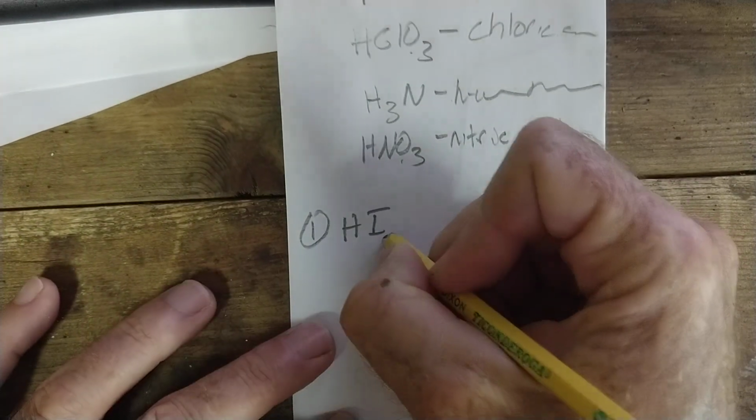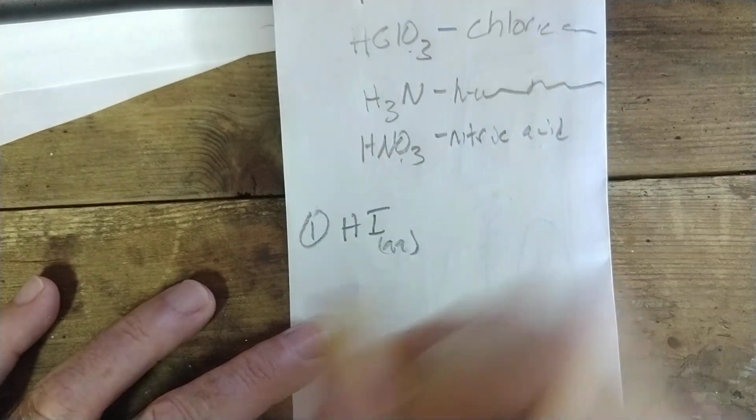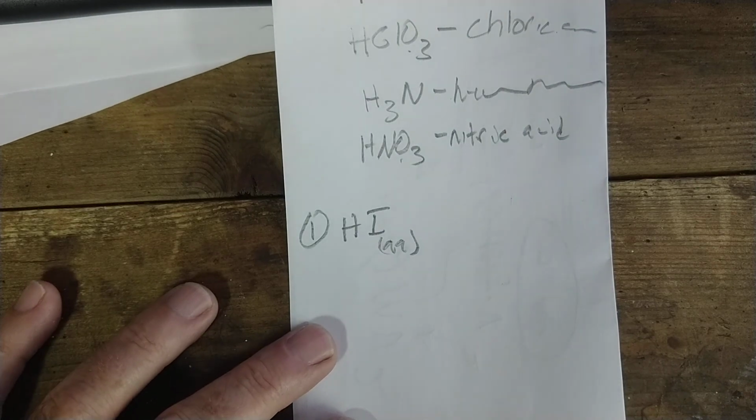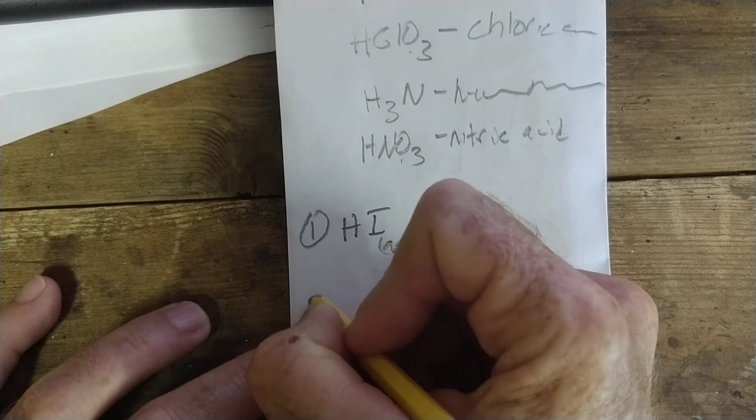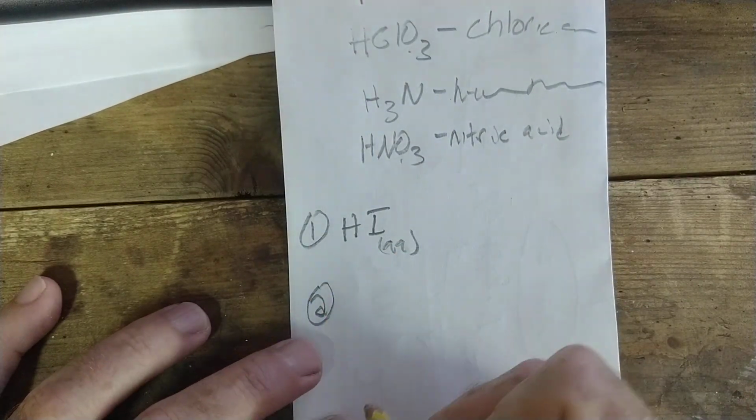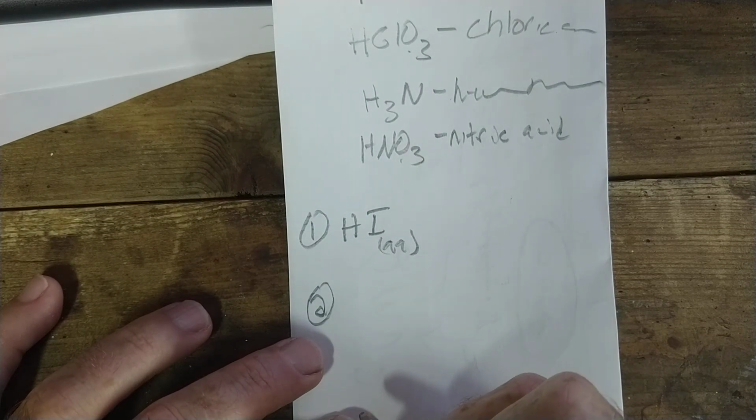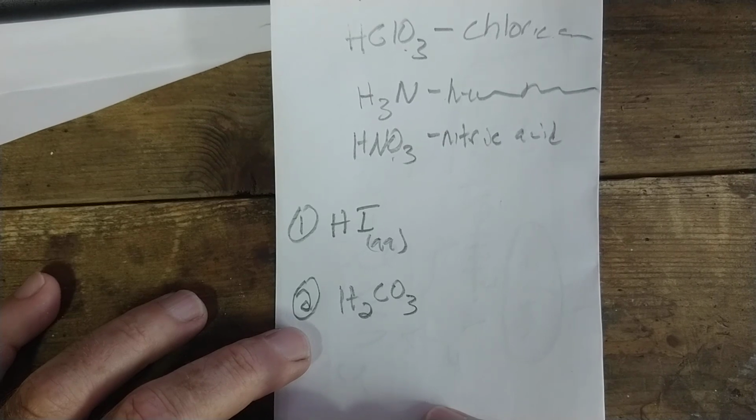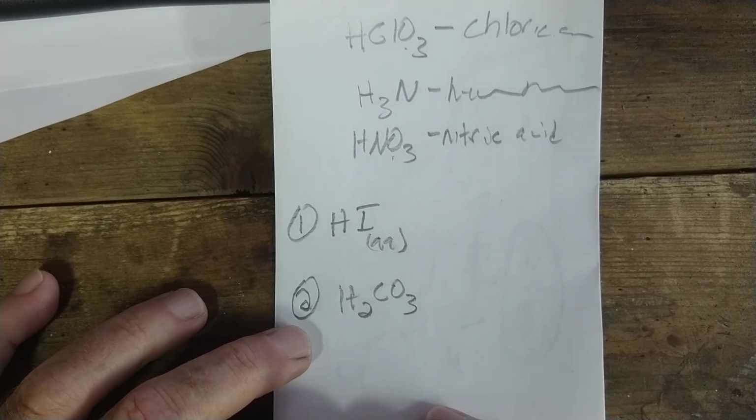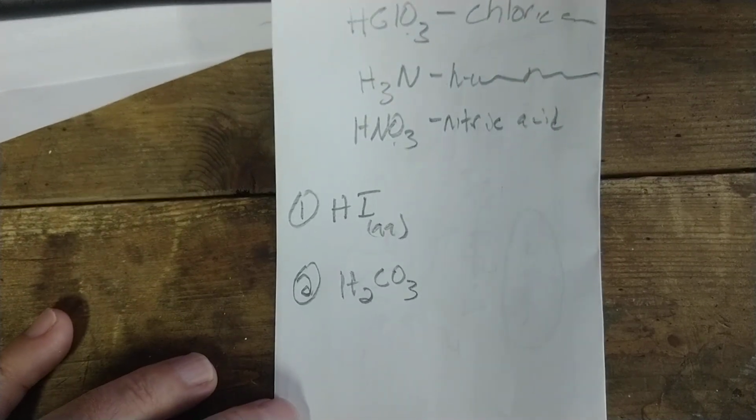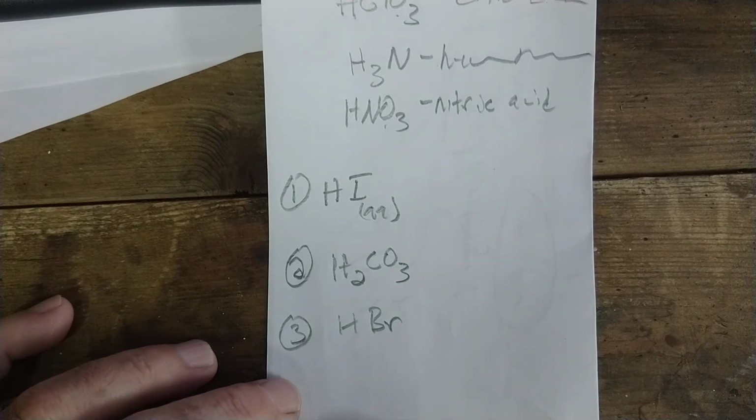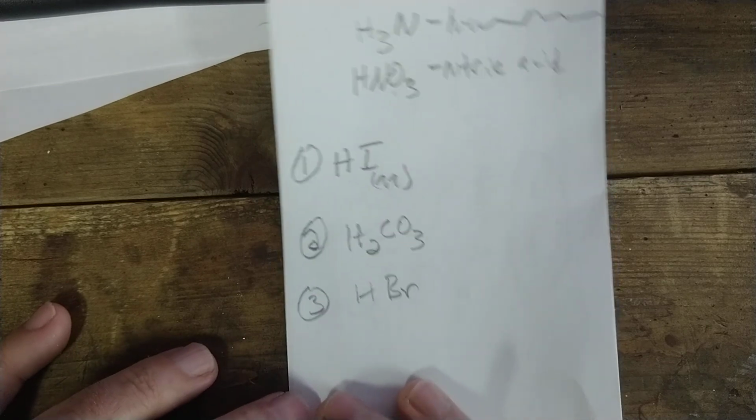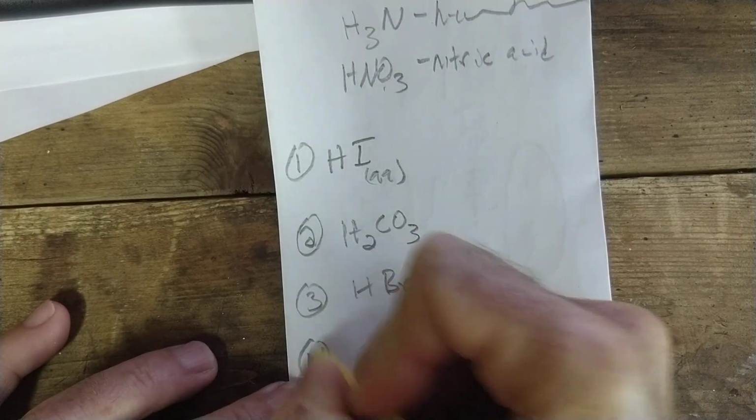Okay. What's the name of aqueous HI? You're right. Hydroiodic acid. Number 2. What's the name of H2CO3? You're right. Carbonic acid. Number 3. What's the name of HBr? That's right. Hydrobromic acid.